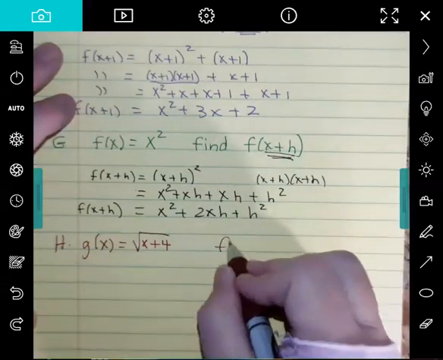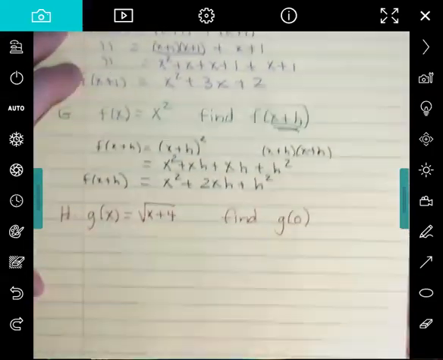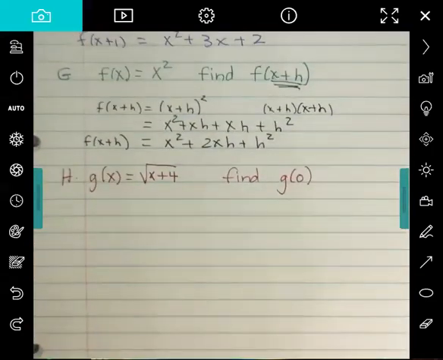Oh dear, find g at 0. That means replace the x with 0.